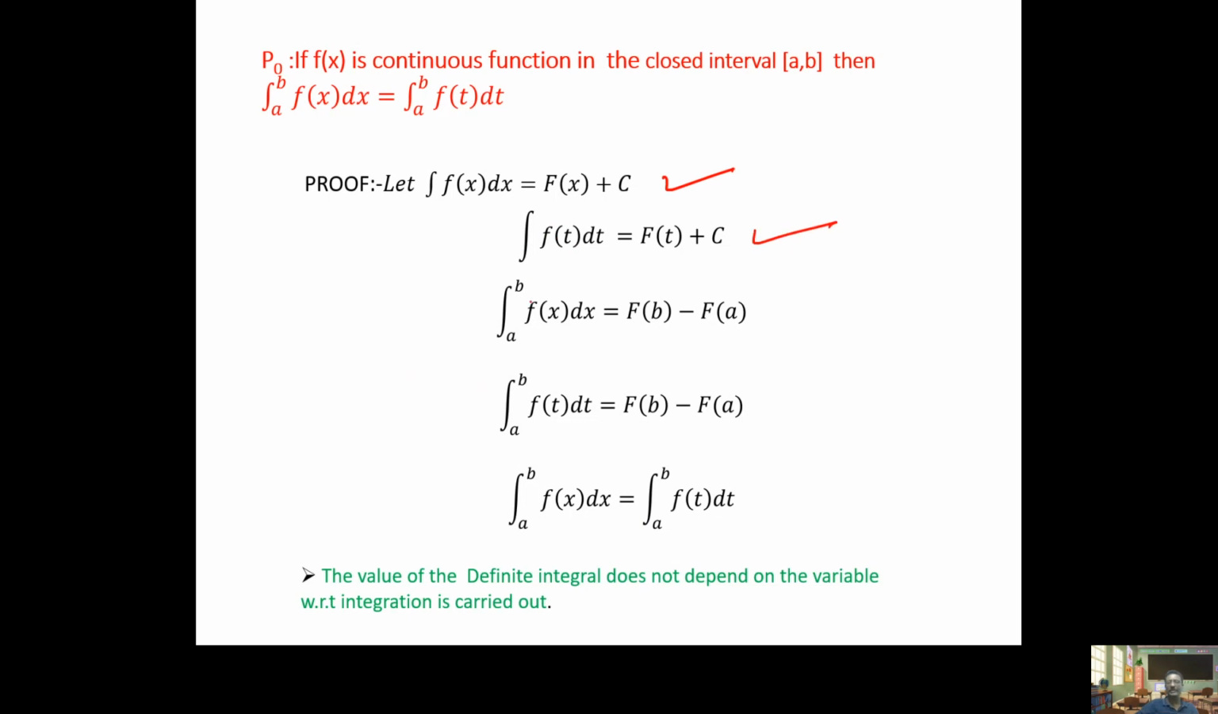So integral a to b f of x dx is equal to what? F of b minus F of a. What is integral f of t dt? That is also the same, because integral a to b f of x dx means [F of x plus c] from a to b, which is equal to F of b plus c minus F of a plus c. So plus c and minus c cancel, and you get F of b minus F of a. Integral of f of t dt is also F of b minus F of a.